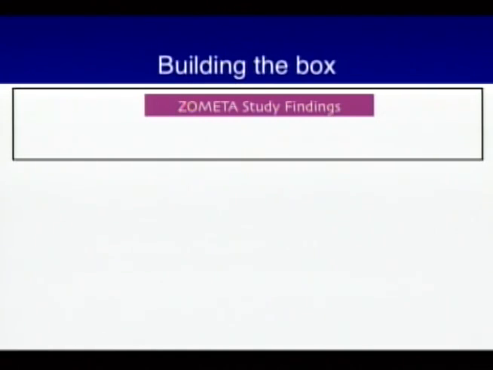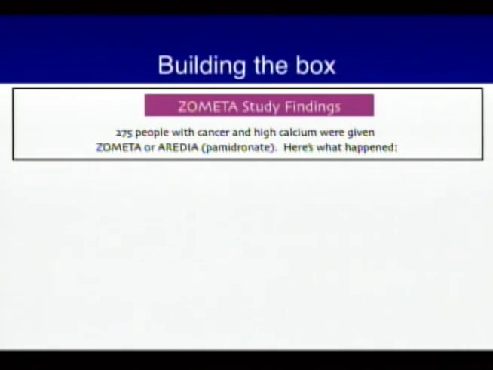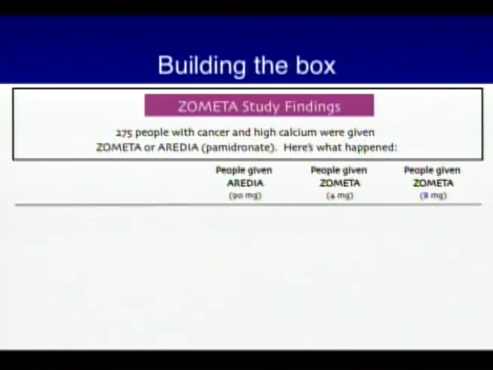Now we get to the heart of the box, which is the main phase 3 trials that are the basis of FDA approval. In this case, the FDA combined the two studies that were done into a single analysis. So there were 275 people with cancer and high calcium who were given either Zometa or Iridia, and here's what happened. This was a 3-arm trial, so people were randomized to either Iridia, which was the standard treatment at the time for this condition, or Zometa 4 milligrams, or Zometa 8 milligrams.